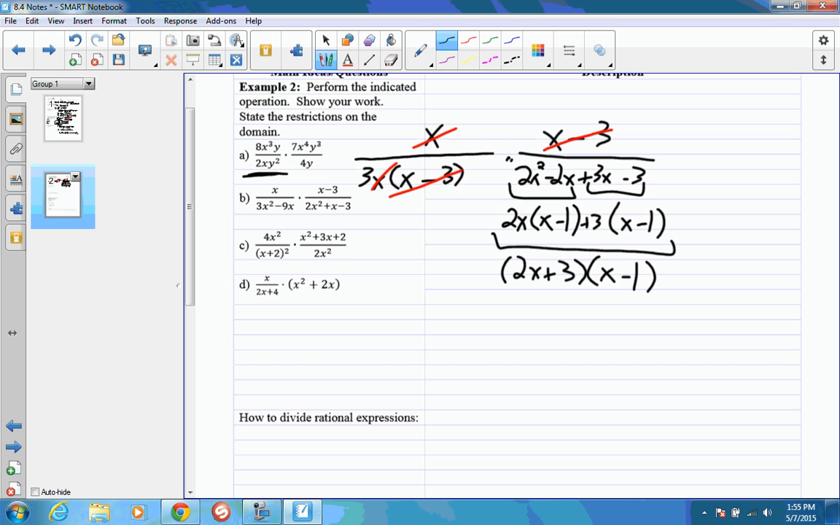So I've got factors of 3x, I've got an x minus 3, I've got a 2x plus 3, and I've got an x minus 1. So these are all going to give me restrictions, right? These are all factors on the bottom. So 3x will give me what? 0. Yeah, so x can't equal 0.